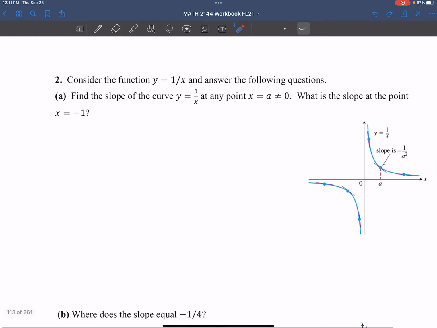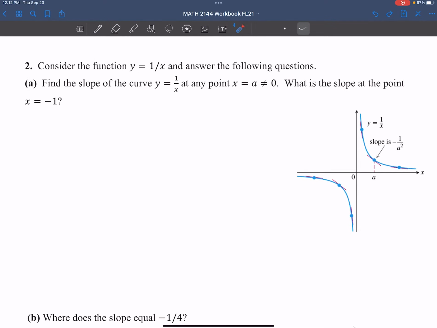Let's just do another example and start relating it to the different scenarios we'll run into. So consider the reciprocal function right here, y equal to 1 over x. And we're asked to find the slope of the curve, aka find the slope of the tangent line, for any point x equal to a that is not 0. And again, this not equal to 0 part is just saying you don't have to worry about plugging 0 into the denominator. And what is the slope at a specific value of x, namely -1?